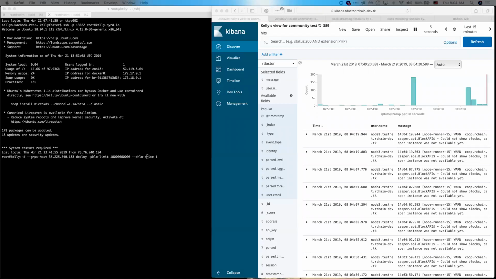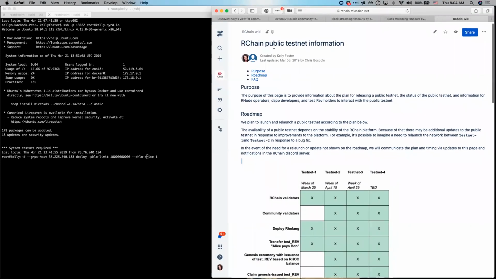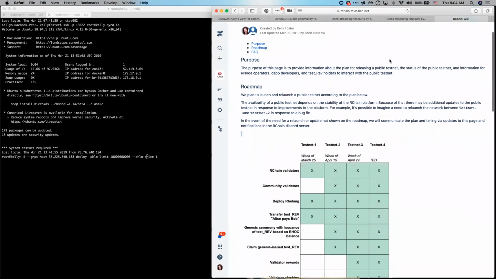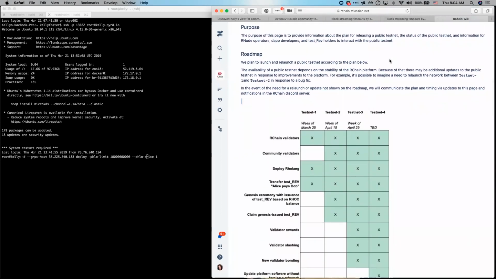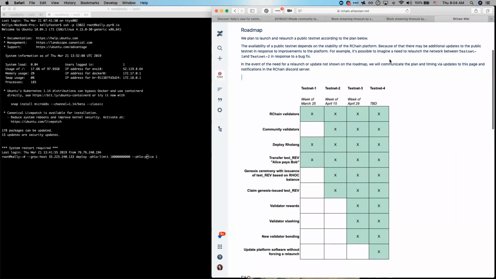So we are working as a development team towards the launch of a public testnet starting next week. And there is information in this page. It's on the RChain wiki. It's called RChain Public Testnet Information. And it describes the rollout of a public testnet. It's going to come in phases. And so what you can expect next week is very similar to what we're going to look at today.